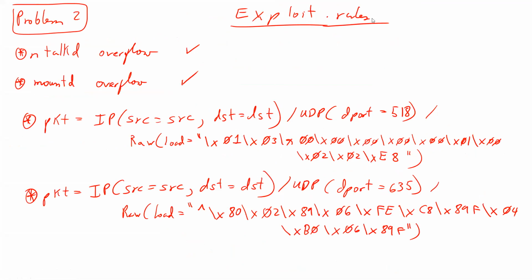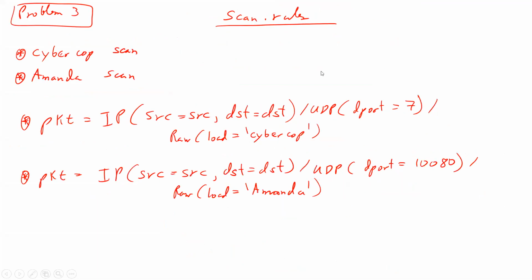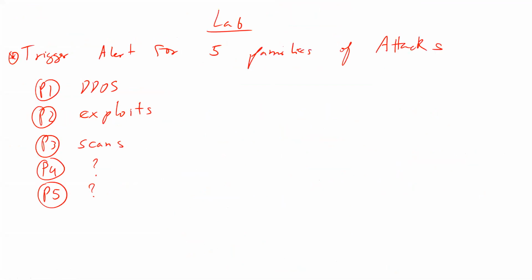Problem 3 is the scan rules, CyberCop and Amanda. I just picked 2. And then again, you just trigger these alerts on the terminal. That's literally all you have to do. Where you're running Snort, that terminal is waiting there, and then boom, you get the alert. Okay, and then that's the lab.